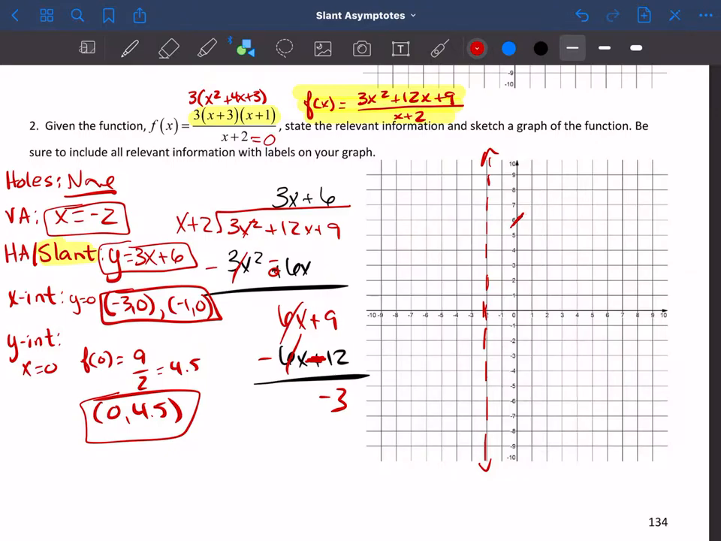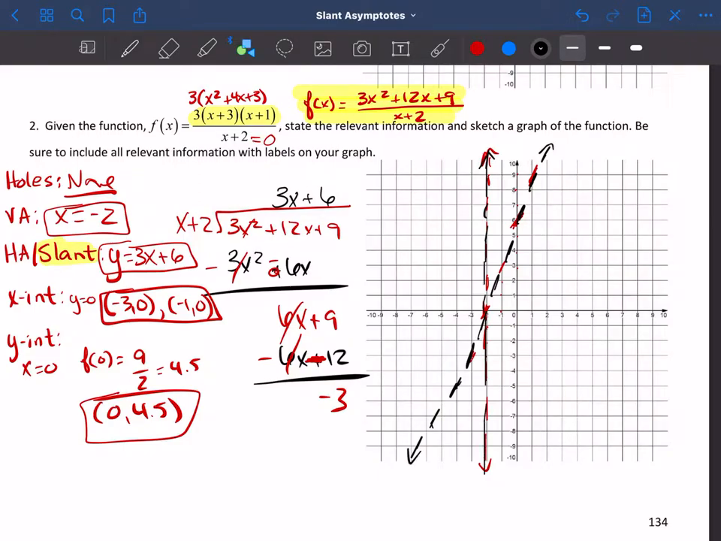So I'm going to have to go up 1, 2, 3 and over 1. So it's going to do something like this. And then we go down 1, 2, 3 over 1, and repeat that. So we can kind of see that our slant asymptote is doing something like this. All right, so there's our asymptotes.